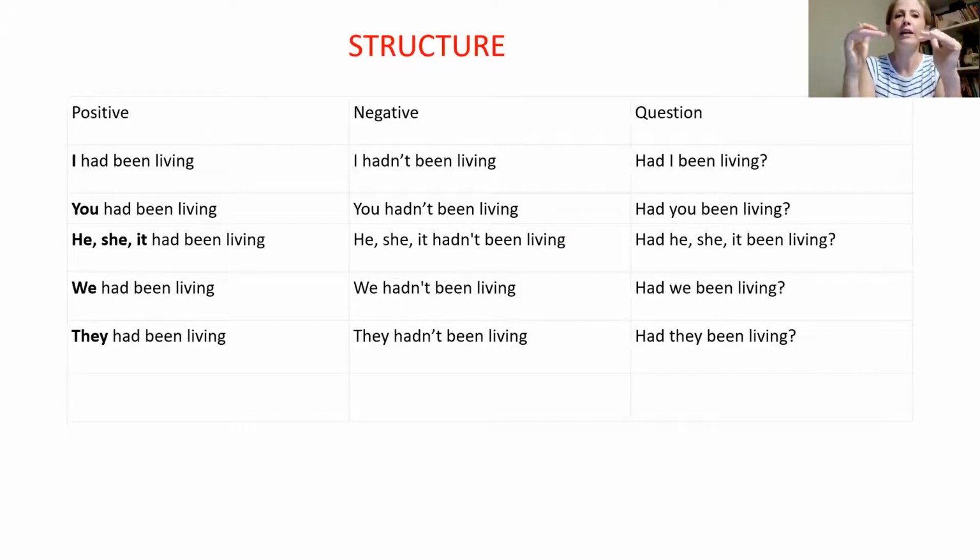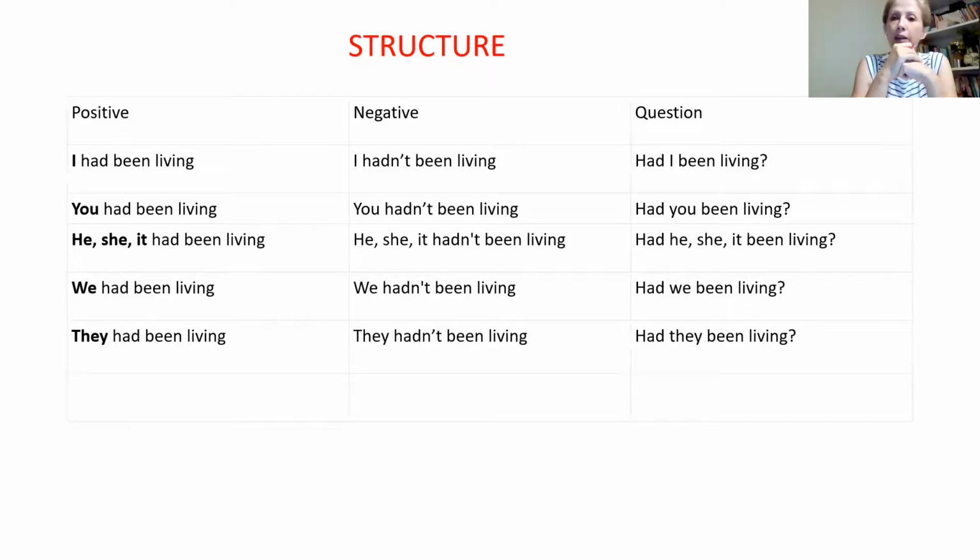So let's look again at the structure with one verb for the positive, negative, and the question form. In the positive, we say, I had been living. For the negative, I hadn't been living. And for the question, had I been living? Again, positive for you. You had been living. You hadn't been living. Had you been living?